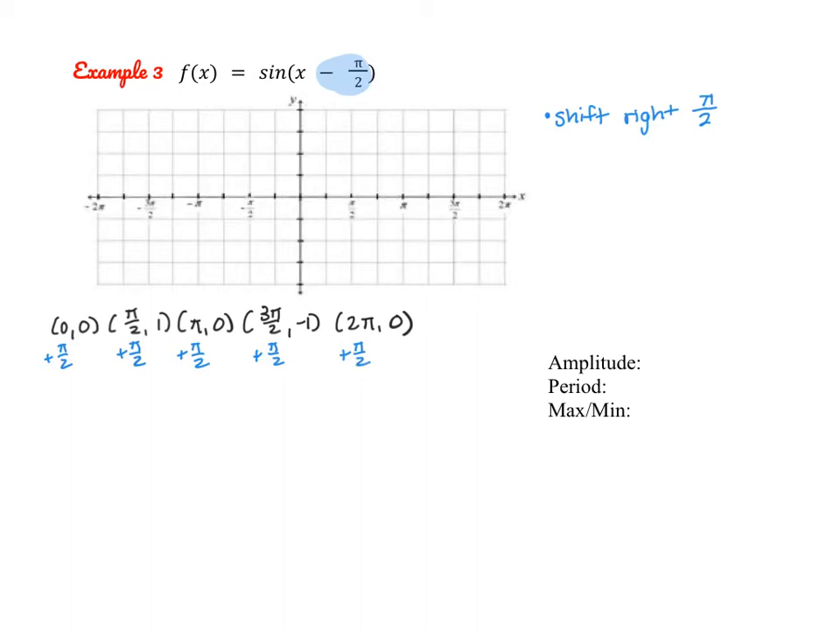Okay, so this gives us (pi over 2, 0), (pi, 1), right? Pi over 2 plus pi over 2, half pi plus half pi. This becomes (3 pi over 2, 0). This becomes (2 pi, negative 1), and then (5 pi over 2, 0). So that will go a little bit off our graph, but that's fine. So let's plot those points. So we have (pi over 2, 0), (pi, 1), (3 pi over 2, 0), (2 pi, negative 1), and then let's just call this 5 pi over 2 right here.